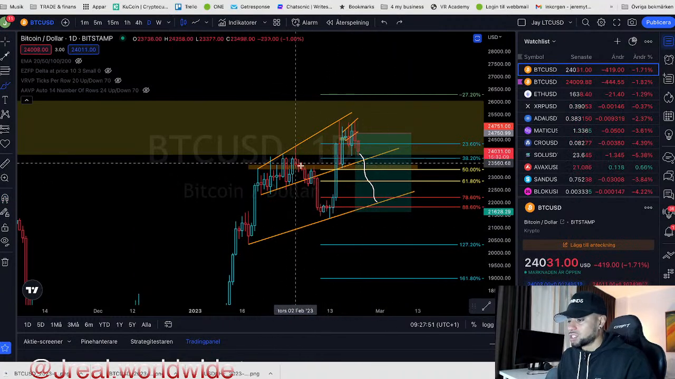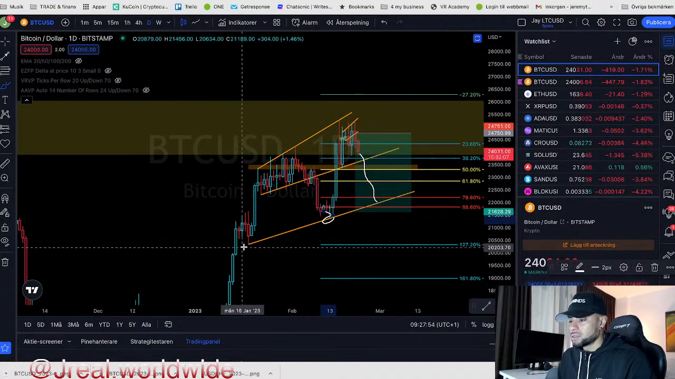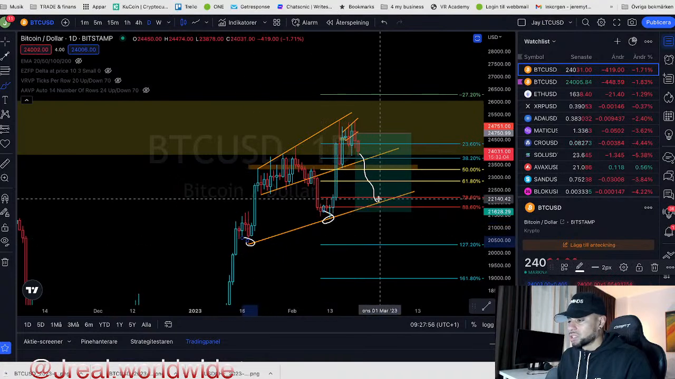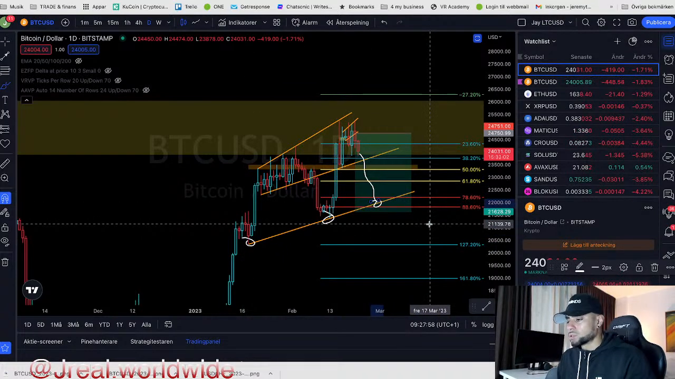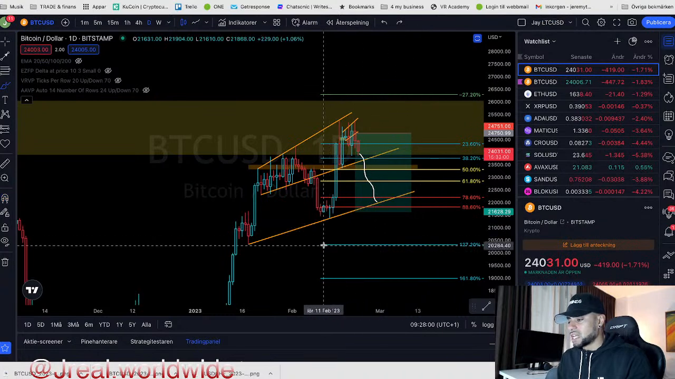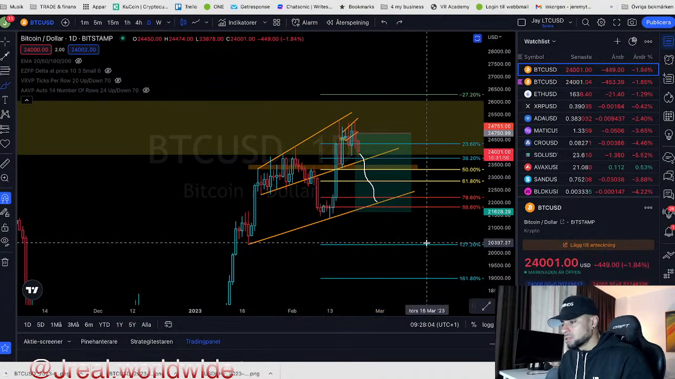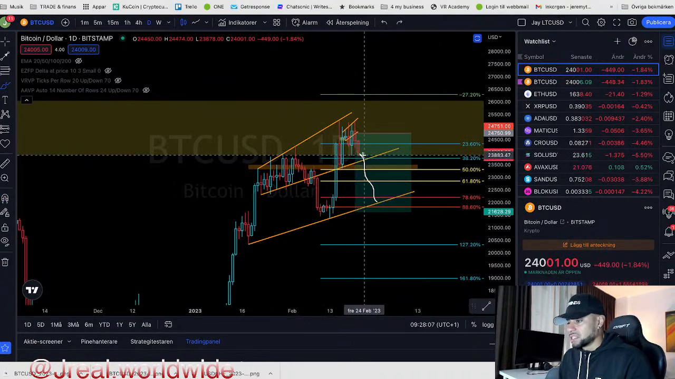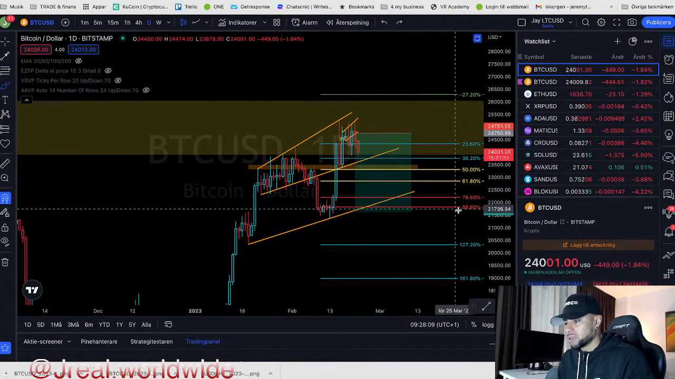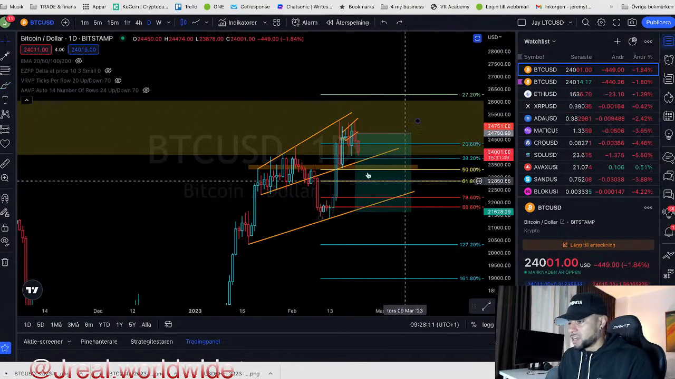Well, not again, because this is when the structure was created, and now we're going to test it and see if it holds. If it doesn't hold, the next level is the 127.2 Fibonacci extension, but we're not there yet. We've got to see this thing happen first. So let's see if this thing happens, and we take it from there.